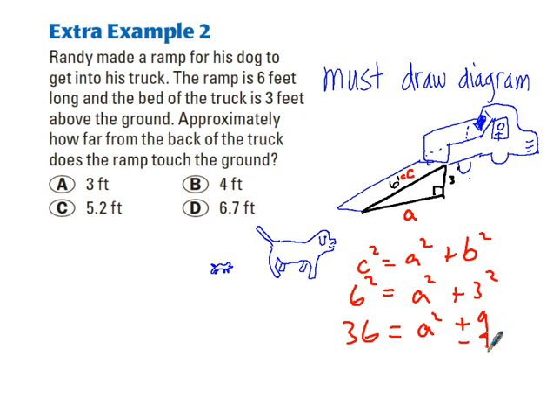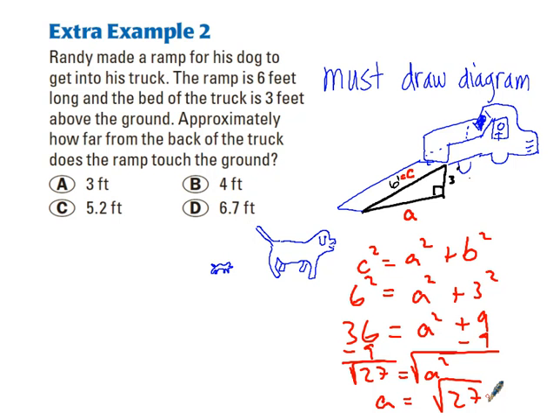If we subtract 9, I get a squared is equal to 27. And now we'll take the square root of each side, and we get a is equal to the square root of 27. Once again, because it's a length, I'm only going to consider the positive root. We're going to ignore the negative root because you can't have a negative length there.